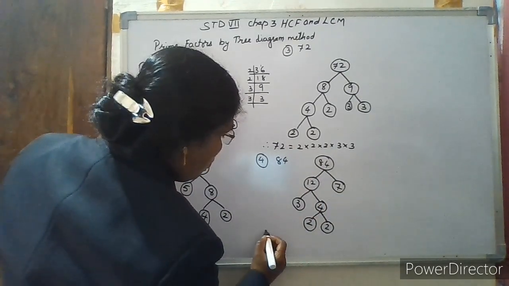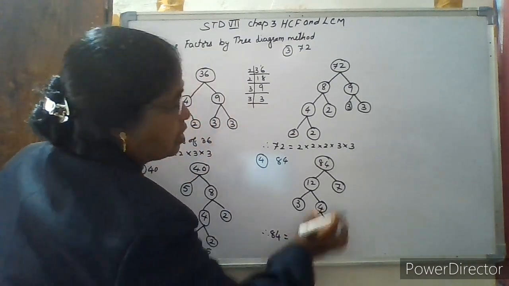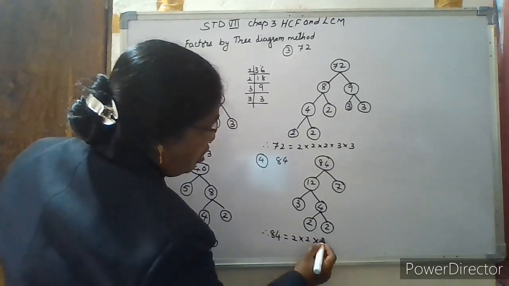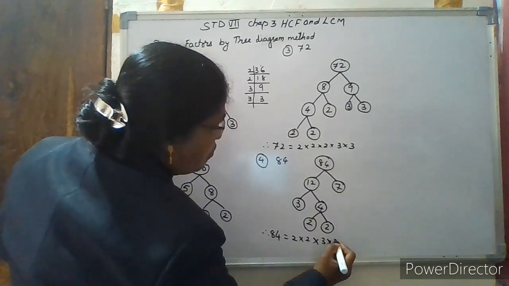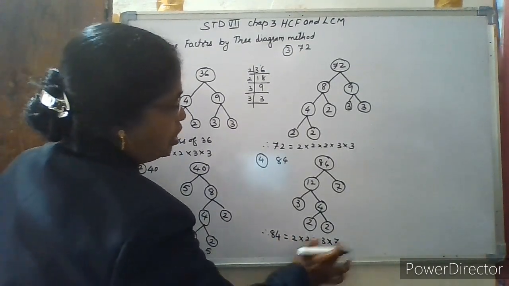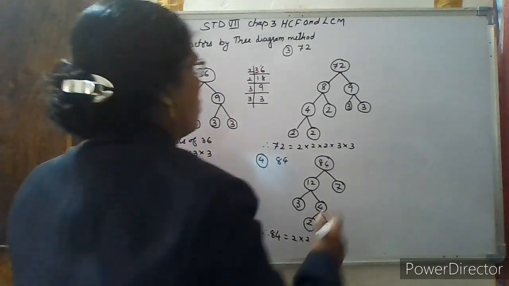So therefore the factors of 84, you can write in ascending order: 2 into 2 into 3 into 7. So 2 into 2 into 3 into 7 are the prime factors of 84.